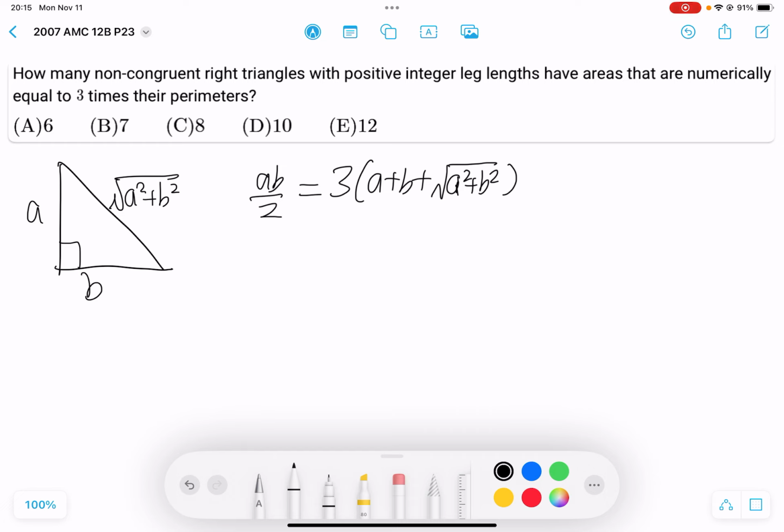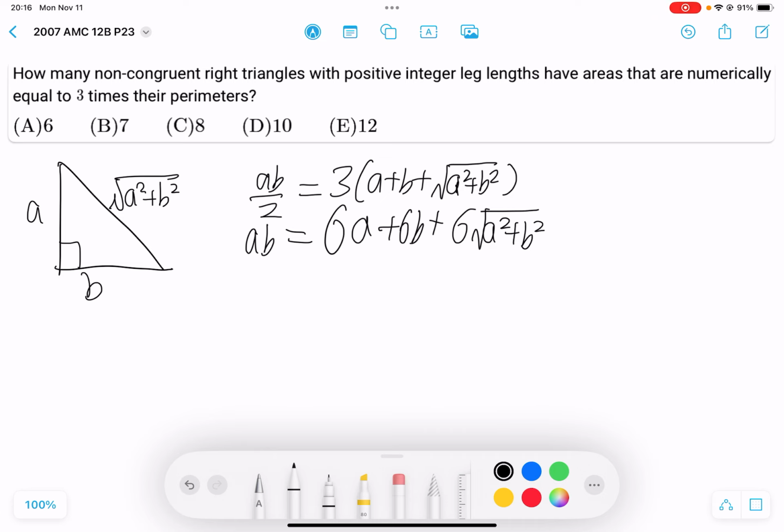And there's 2 variables, but no worries, we can solve it, because it's a Diophantine equation, meaning all the solutions have to be integers. Let's first multiply both sides by 2 to get rid of this fraction, because we don't want to work with fractions. So we have ab equals 6 times the perimeter. Let's expand the brackets. We have 6a plus 6b plus 6 root a squared plus b squared.